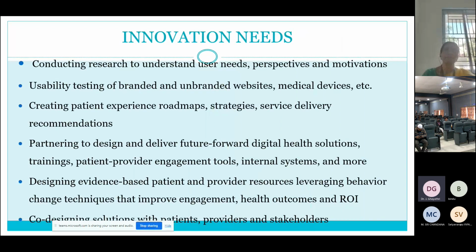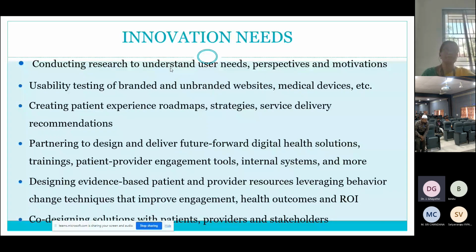Then these are the innovation needs. You have to conduct the research. Your institute is also a good research institute, so conducting research to understand the user needs, perspectives, and motivations. Whenever you are going for the innovation, first you should understand the need of the people. So all the problems should be user centric. So you should know about the user and also their needs and their perspectives.